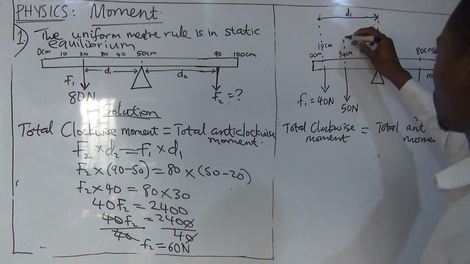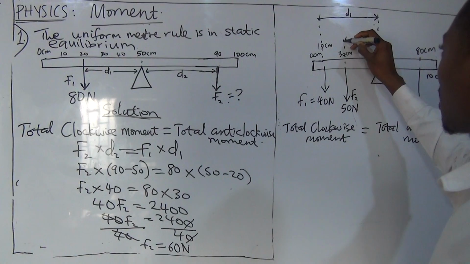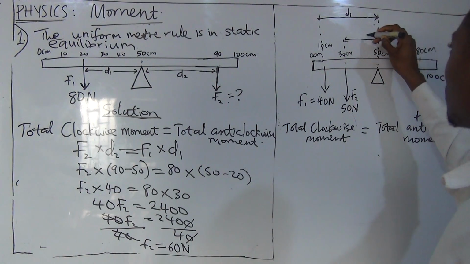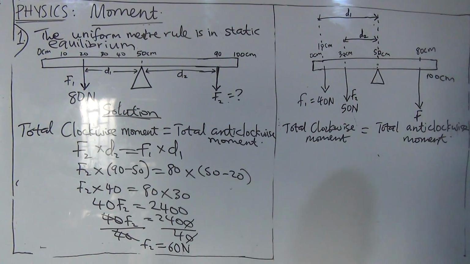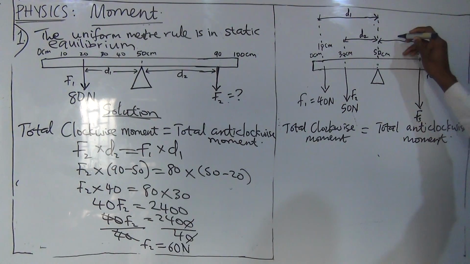Also, we call this force F2. The distance between F2 and the knife edge, we call it D2. And the force we are looking for, let's call it F3. The distance between the force we are looking for and the knife edge, let's call it D3.